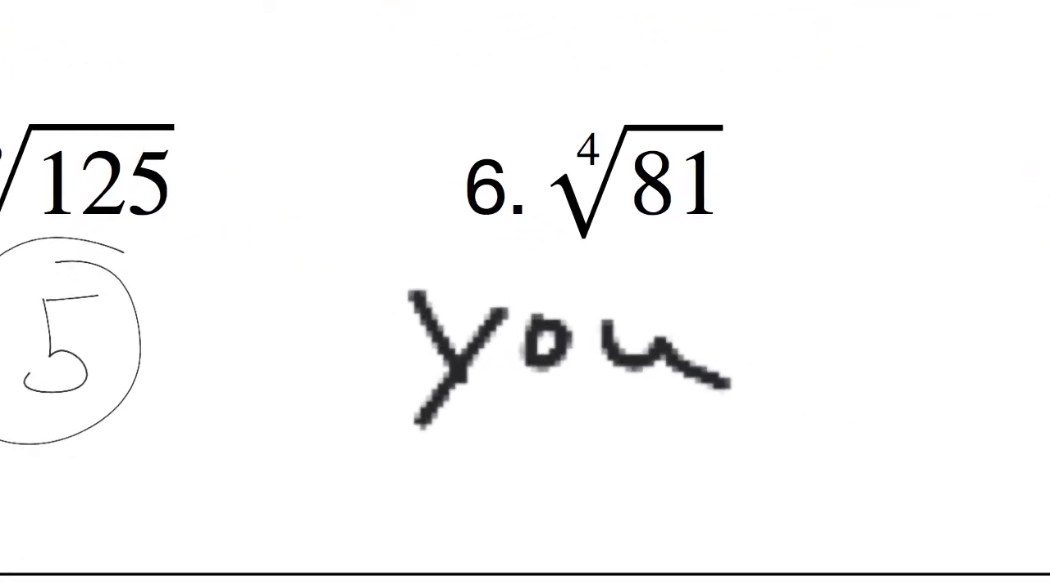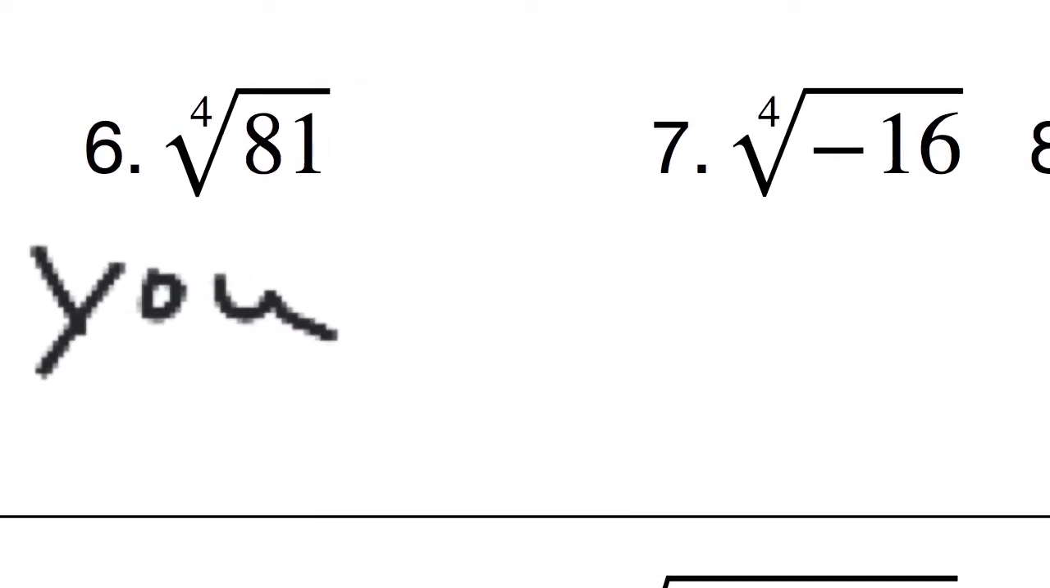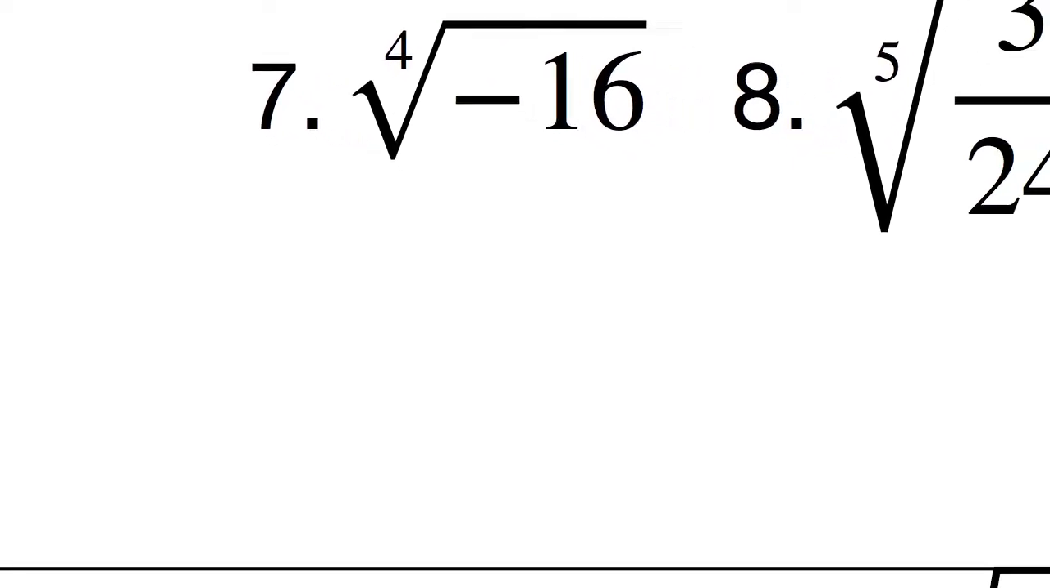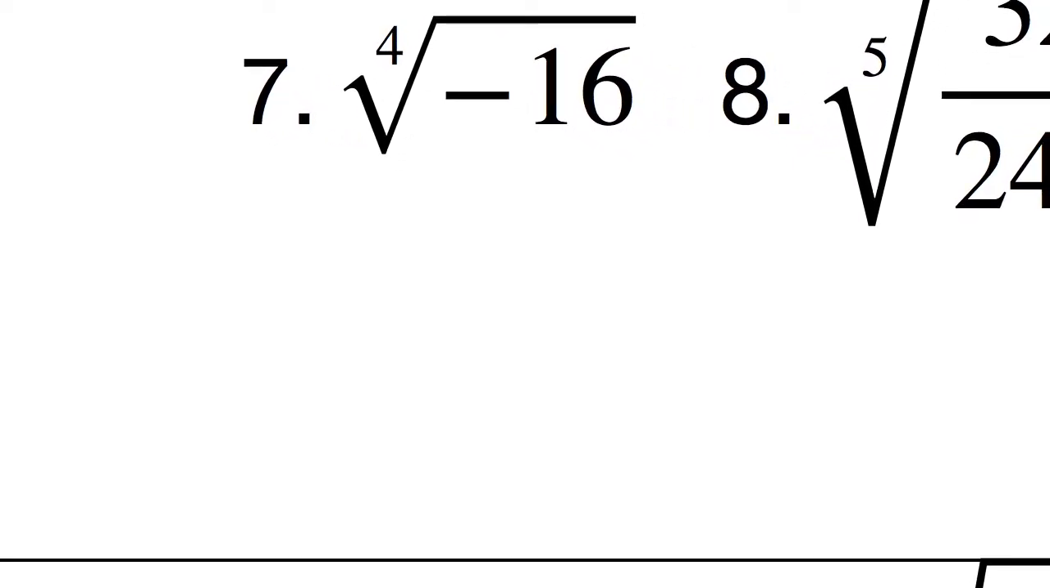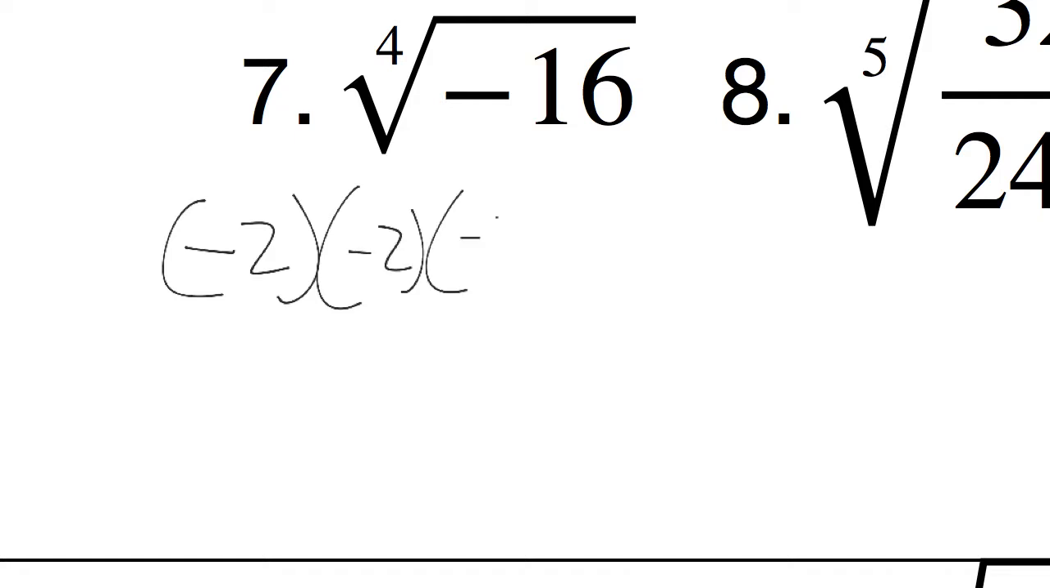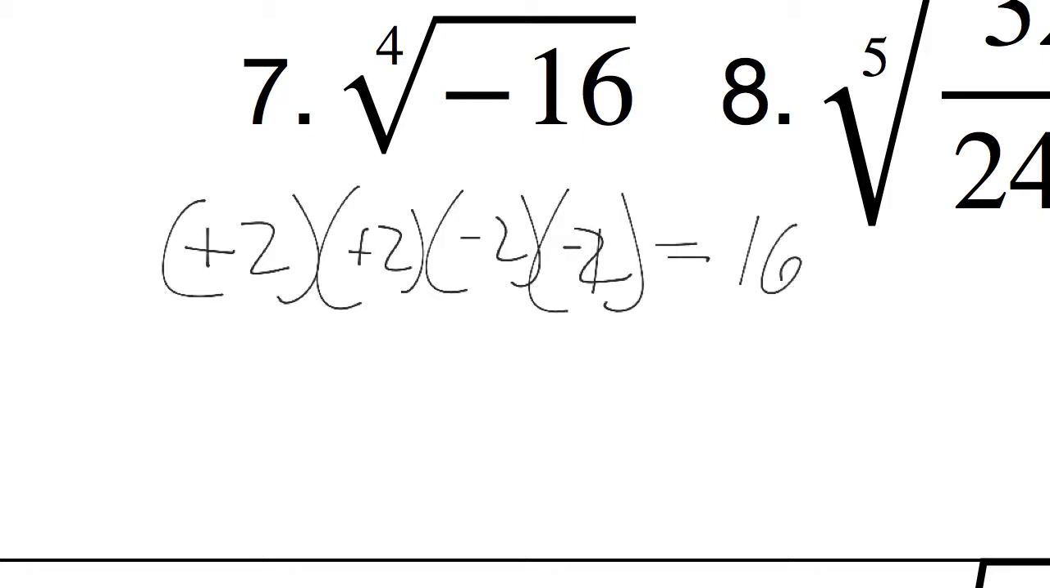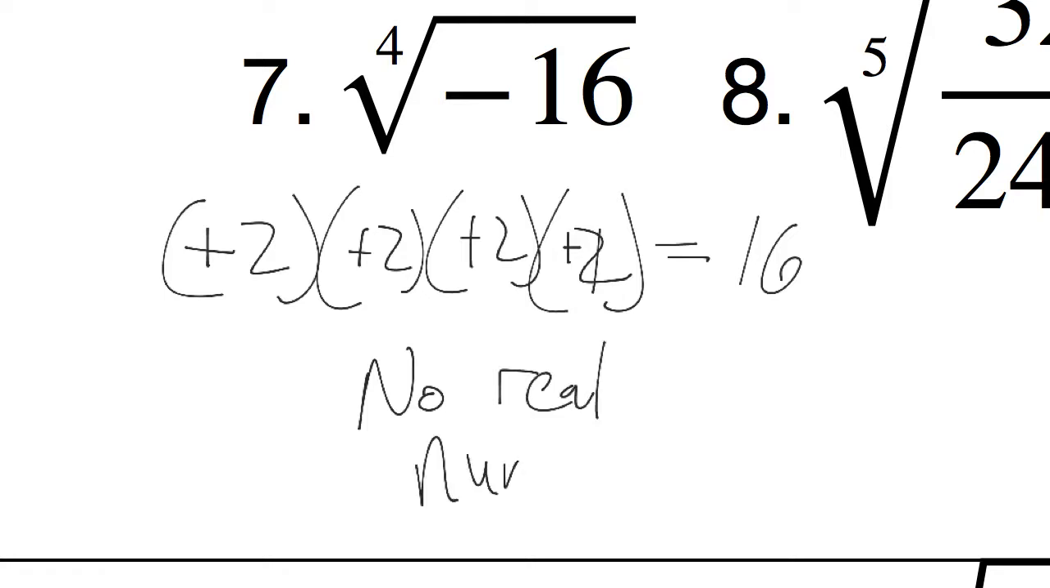I want you to do number 6, so pause it, and then ask yourself what times itself 4 times is 81. I hope you get the answer. We'll talk about it in class. Next, what times itself 4 times is going to be negative 16? Well, I could try and say that it's negative 2. Negative 2 times itself 4 times would give us 16, but it would give us positive 16 because all of the negatives cancel out. So really there's no real answer. No real number, no real answer, same idea.